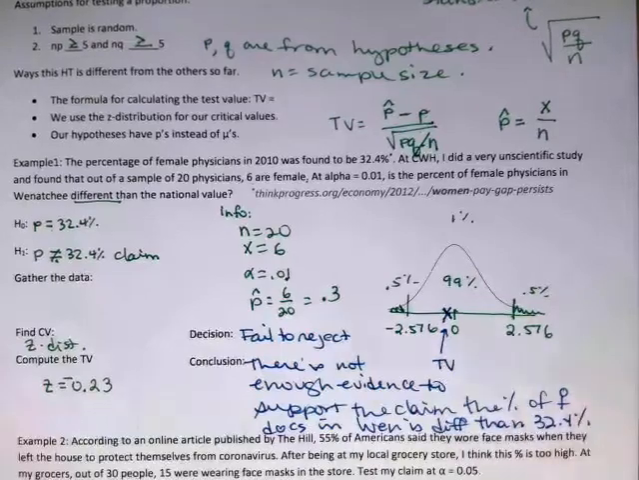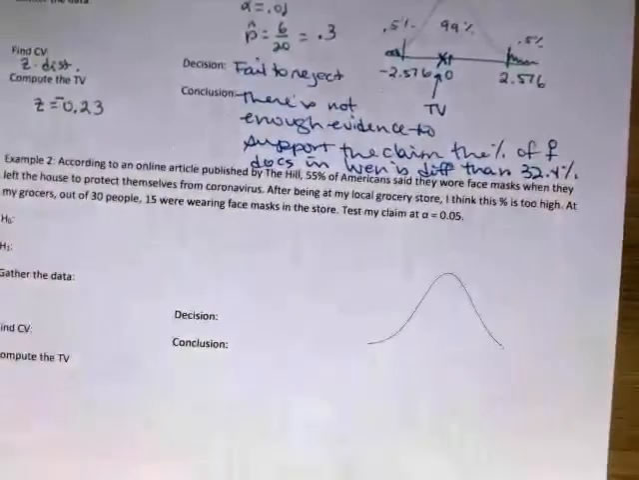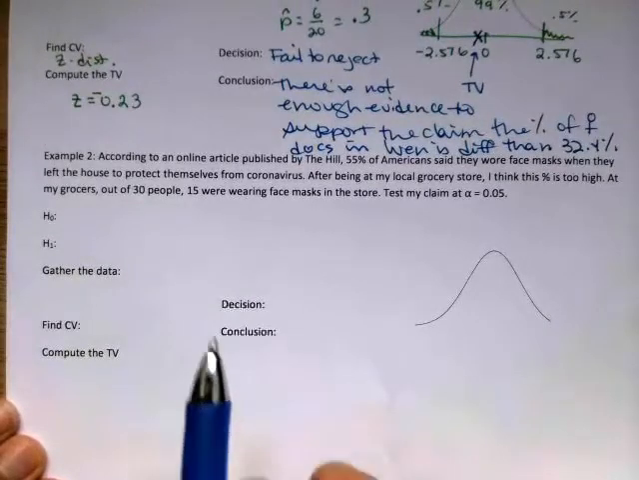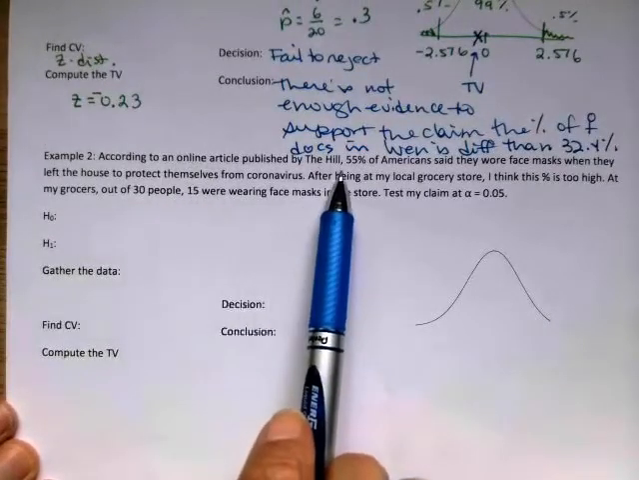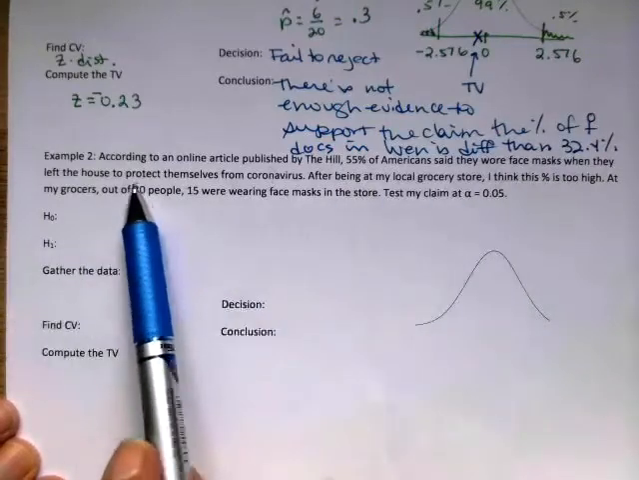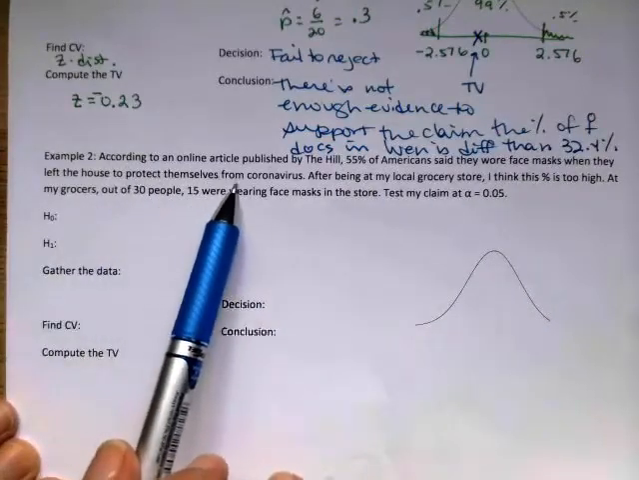Okay, here's a last example for hypothesis testing proportions. So according to an online article published by The Hill, 55% of Americans said they wore face masks when they left the house to protect themselves from coronavirus.